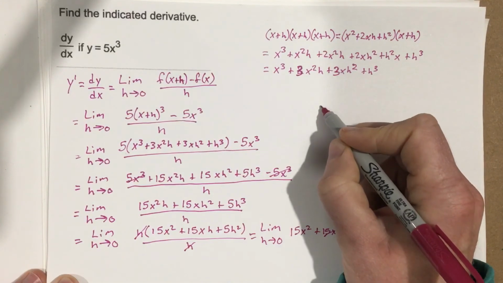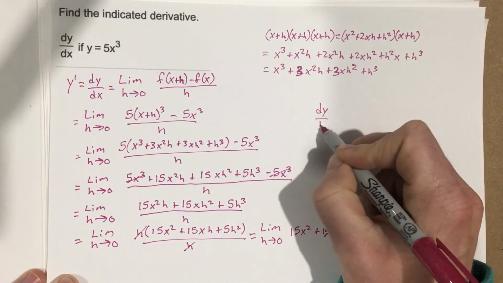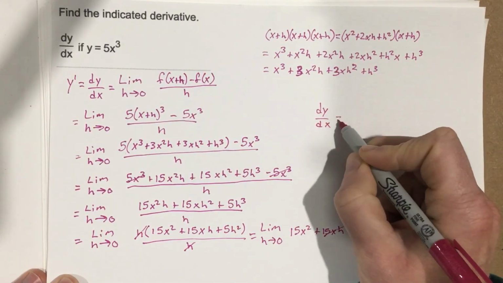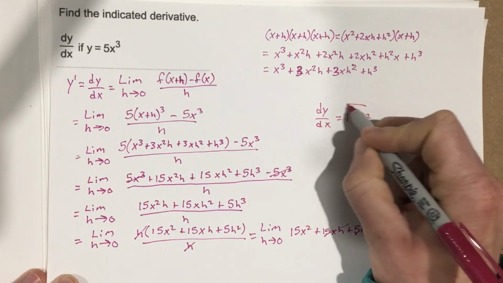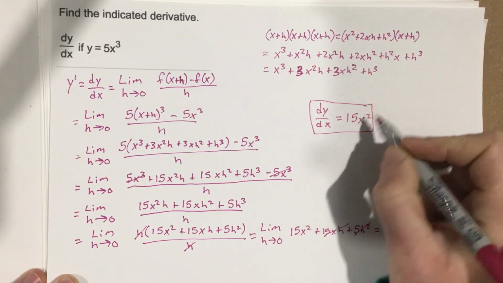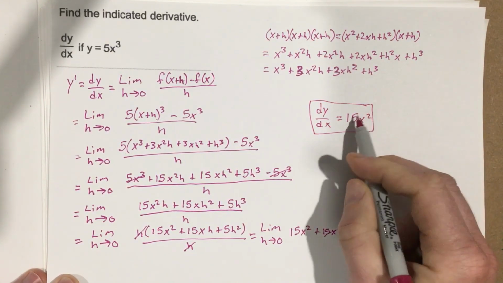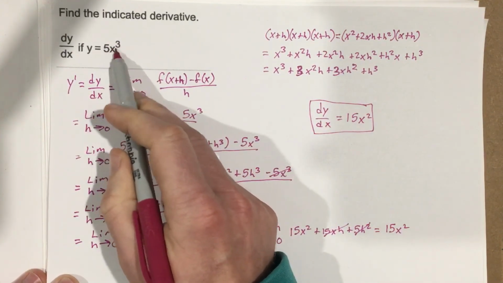So the derivative for the function is 15x squared. So remember, this derivative is the expression for the slope at any point on this line here.